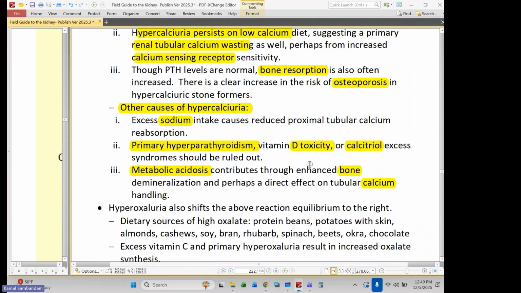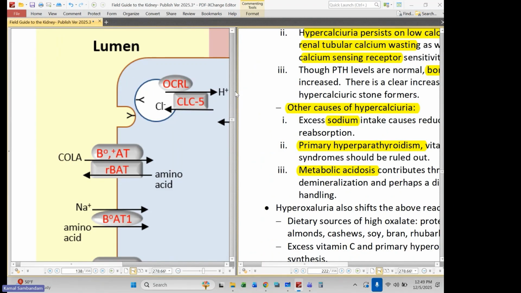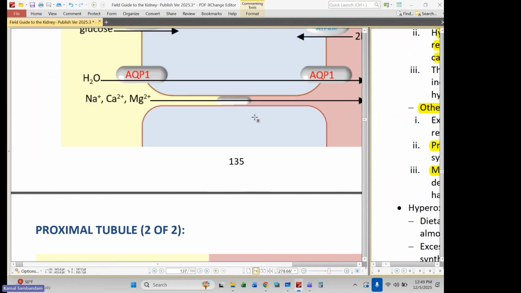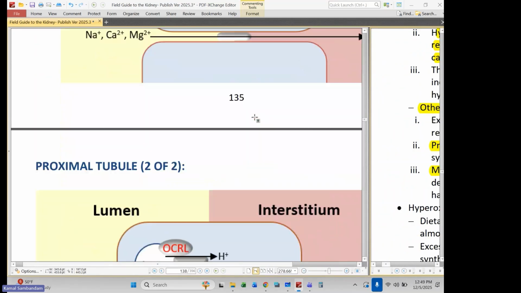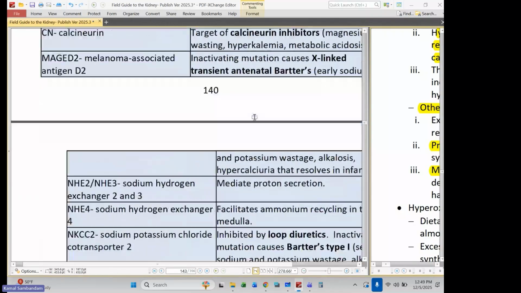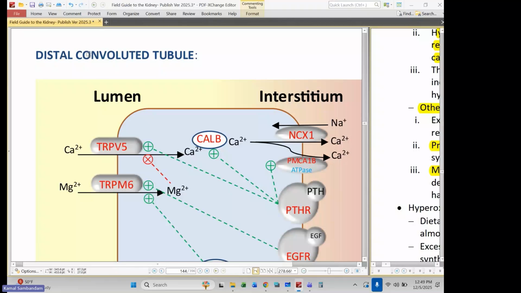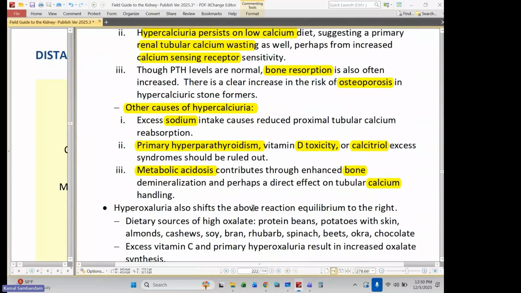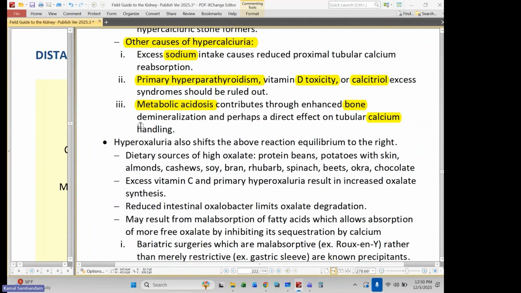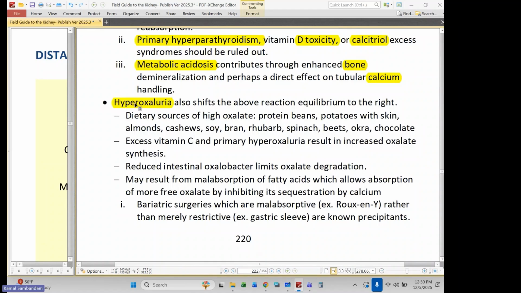Okay, there may be some direct effects of metabolic acidosis on TRPV5 activity in the distal convoluted tubule. So I'll just give you that visual. TRPV5 is an apical membrane transporter in the DCT and mediates calcium transport in the distal convoluted tubule. Some people have shown that acidosis will downregulate TRPV5 activity. Okay, so maybe there's again a direct problem with calcium handling through metabolic acidosis.